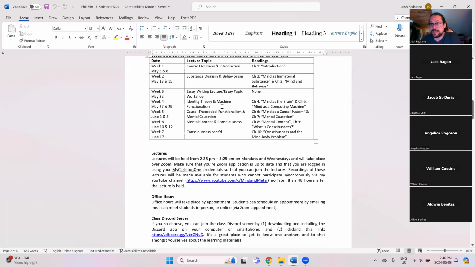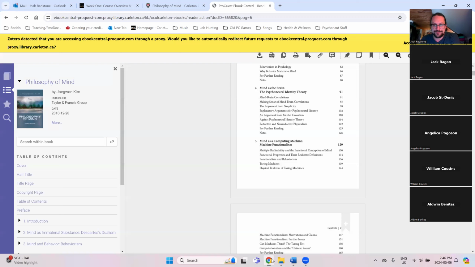When we get back to our regularly scheduled lectures, we will look at identity theory for the first lecture of week 4 and machine functionalism for the second lecture of week 4. So if we hop back to the table of contents, identity theory, there are variations on this theory, but what they all do is equate mental states to physical states, namely brain states.